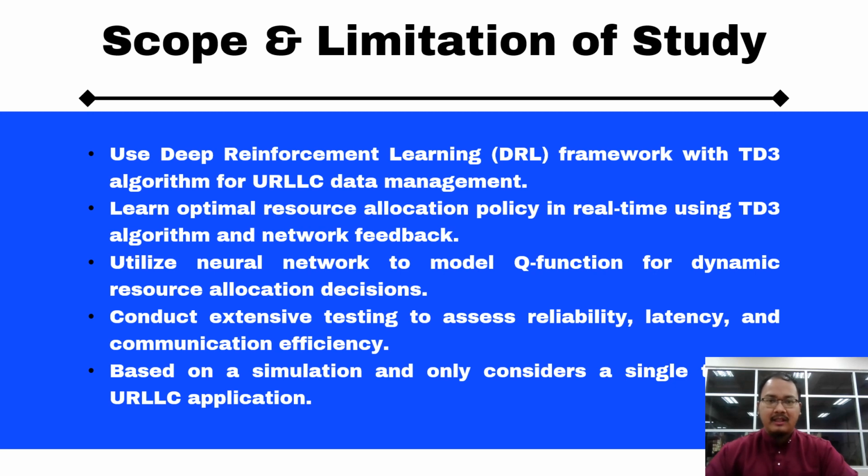The scope of this study is as follows. The use of deep reinforcement learning framework with TD3 algorithm for URLLC data management. To learn the optimal resource allocation policy in real time by using the TD3 algorithm and network feedback. To utilize the neural network to model the queue function for dynamic resource allocation decisions. To conduct extensive testing to assess the reliability, latency, and communication efficiency. It is based on a simulation and considers a single type of URLLC application.